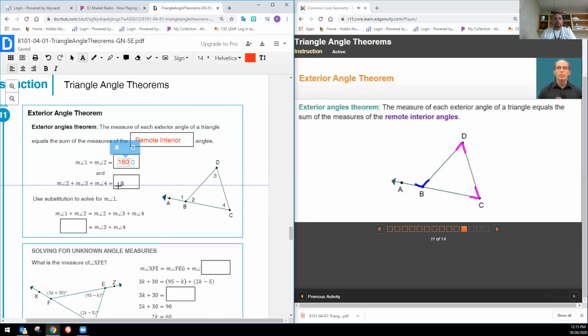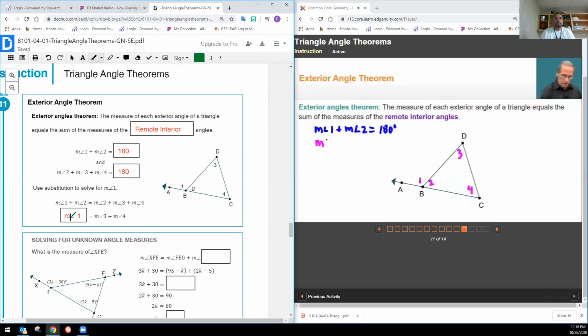Well, let's go ahead and walk through an informal proof of this. And the first thing I'm going to do is just label angles for simplicity 1, 2, 3, and 4. Now we know that the measure of angle 1 plus the measure of angle 2 is equal to 180 degrees. And we know this because an exterior angle is supplementary to its adjacent interior angle. And we also know that the measure of angle 2 plus the measure of angle 3 plus the measure of angle 4 is equal to 180 degrees. And this is because they are all interior angles of a triangle.